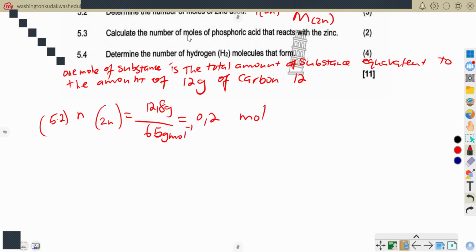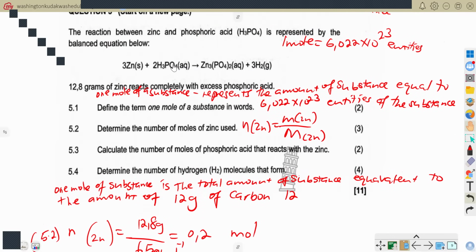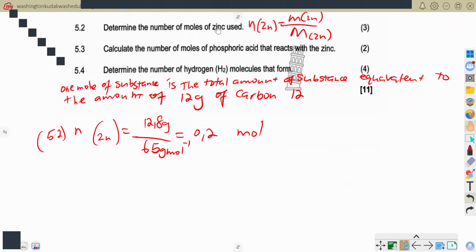Now they are saying calculate the number of moles of phosphoric acid that reacts with zinc. Now we need to find the mole ratio of zinc and phosphoric acid, so that we can determine the number of moles of phosphoric acid. You can see that 3 moles of zinc reacts with 2 moles of phosphoric acid. So the molar ratio there is 3:2. When I've got 3 moles of zinc, I will require 2 moles of phosphoric acid. Since I now know the moles of zinc, I will just use that molar ratio to calculate the number of moles of phosphoric acid.